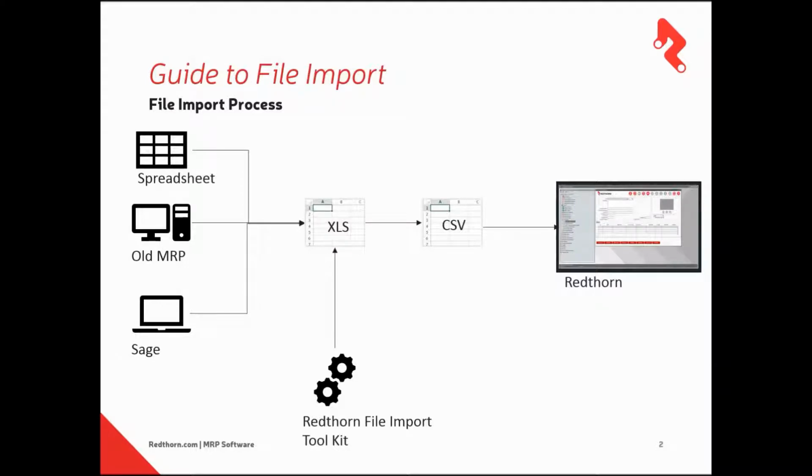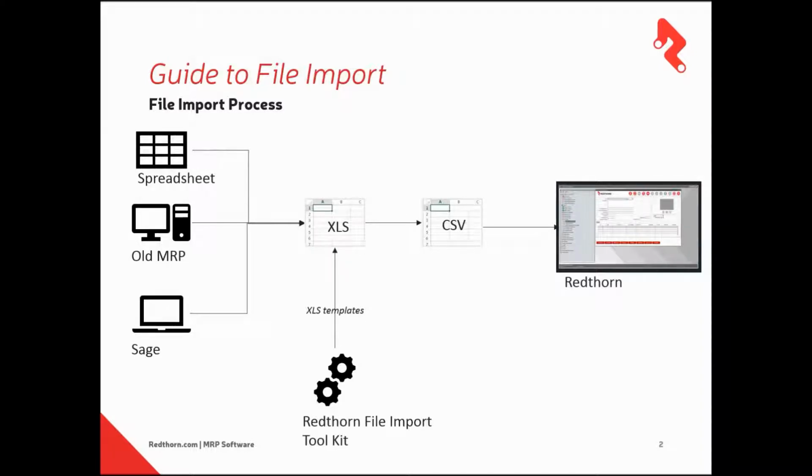So first of all I'm going to run through just the process of file import. So this is really a flowchart showing how the system works and how to run through it. On the left hand side you have the source of your data going in, whether it's original spreadsheets, legacy MRP system, or potentially you're bringing customers, suppliers, maybe even parts and materials out of Sage itself.